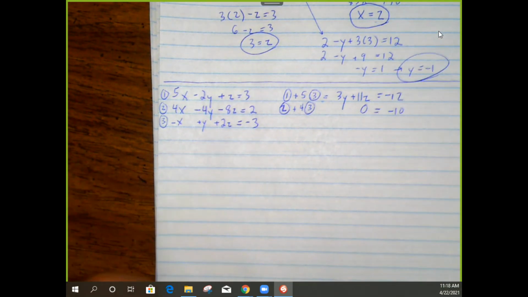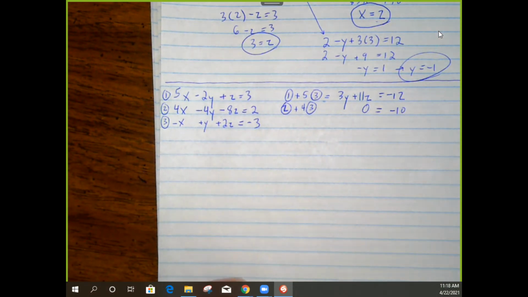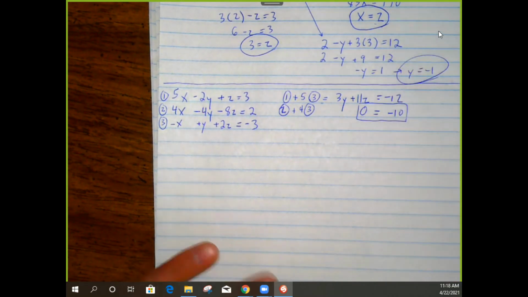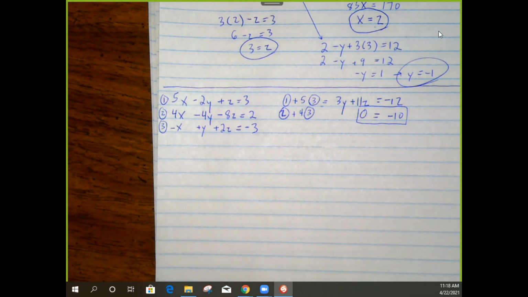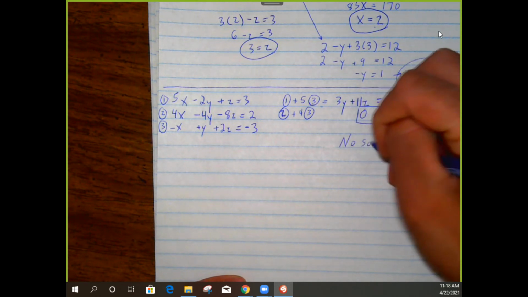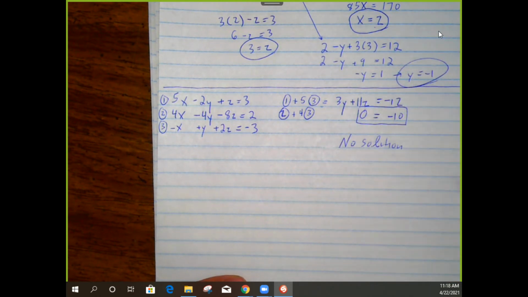All right, so this is a contradiction. Like, this cannot be true. 0 is not equal to negative 10. So if you ever go to eliminate a variable and you get a contradiction, then you know that there is no solution to the system, which is very possible when you have three planes.